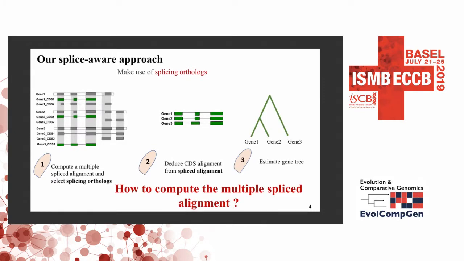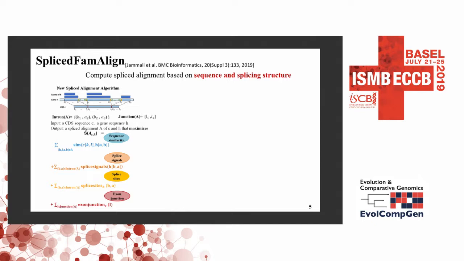So the question here is how to compute the multiple spliced alignment. To do this, we start by computing pairwise spliced alignments, in which we use the sequence similarity and also the splicing structure information. So when aligning, for example, 2 CDS to a gene, we take into account the sequence similarity, and in addition, we add the information of the splicing structure. When we have a segment, we give more score, and we favor a segment which has information about splice signals, splice sites, exon junctions, over a segment without this information.